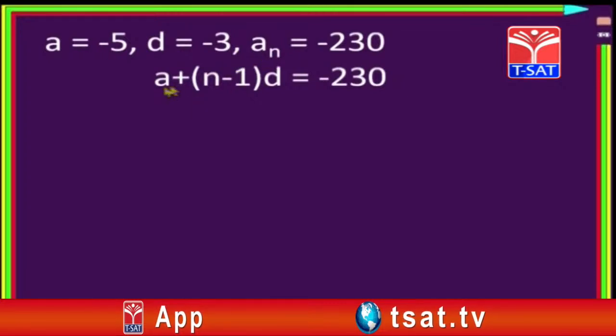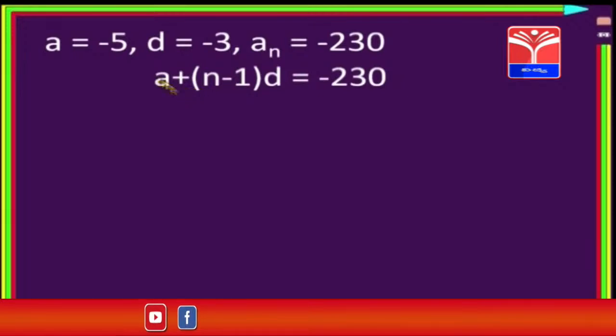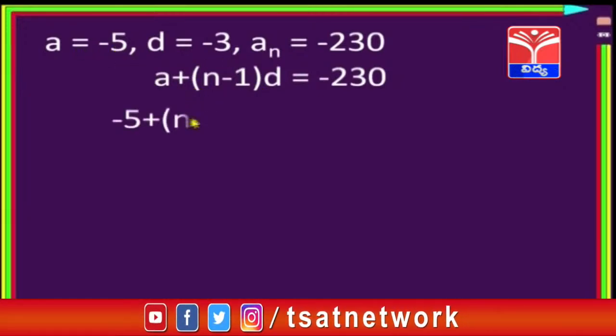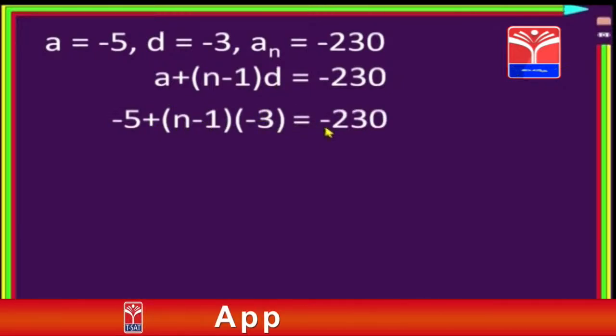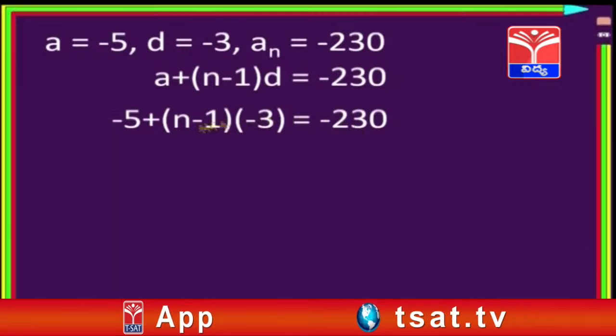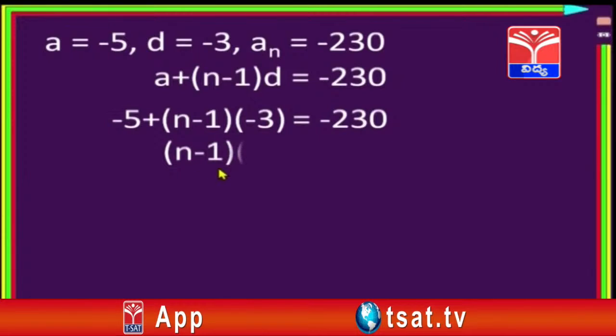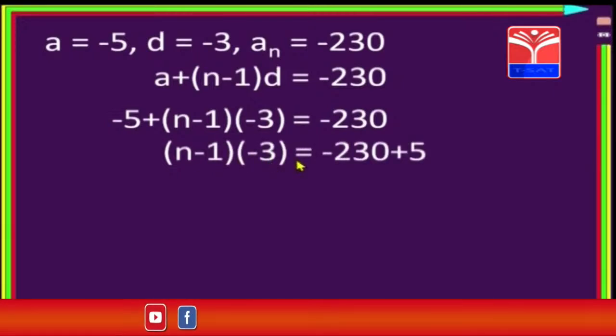Now what is an? an = a + (n − 1)d, which is equal to −230. Substitute the values of a and d here, then we will get −5 + (n − 1)(−3) = −230. Now bring this −5 to the right-hand side, then it becomes (n − 1) × (−3) = −230 + 5.